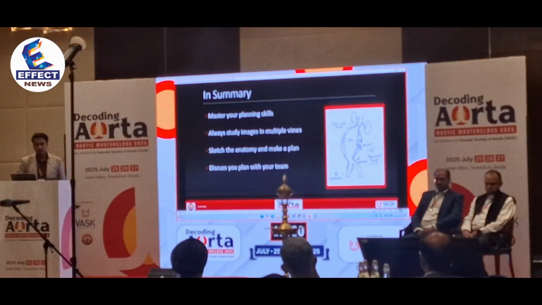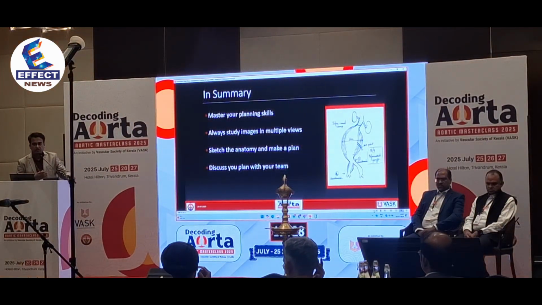So in summary, just as we upscale ourselves in open surgery and endovascular techniques, we also need to master our techniques and our skills in planning patients, because that goes a long way in improving patient outcome and safety. Always study the images thoroughly, go through them in multiple views.